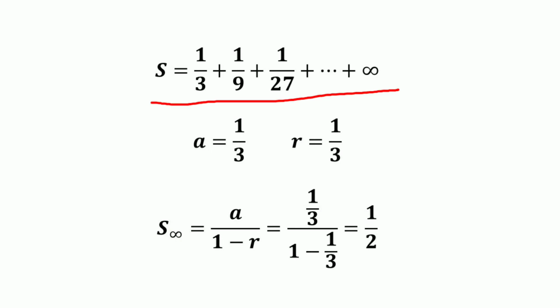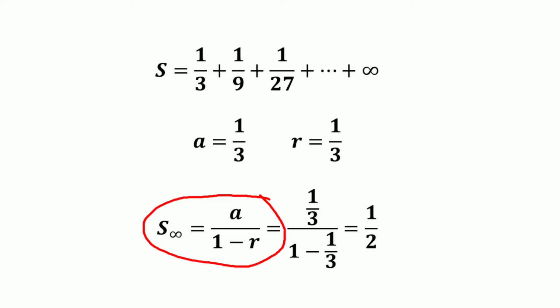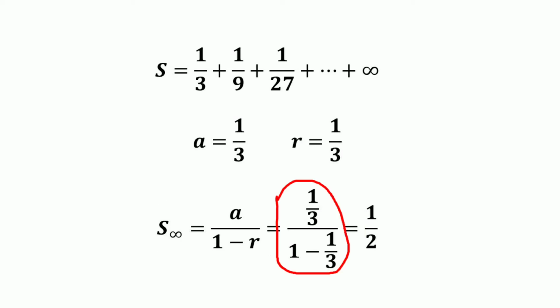Similarly, we have another geometric sequence, that is 1 by 3 plus 1 by 9 plus 1 by 27 and so on. So here the first term is equal to 1 by 3 and the common ratio is also equal to 1 by 3. Then the sum of infinite terms is equal to a divided by 1 minus r, which is equal to 1 by 3 divided by 1 minus 1 by 3, which is equal to 1 by 2.